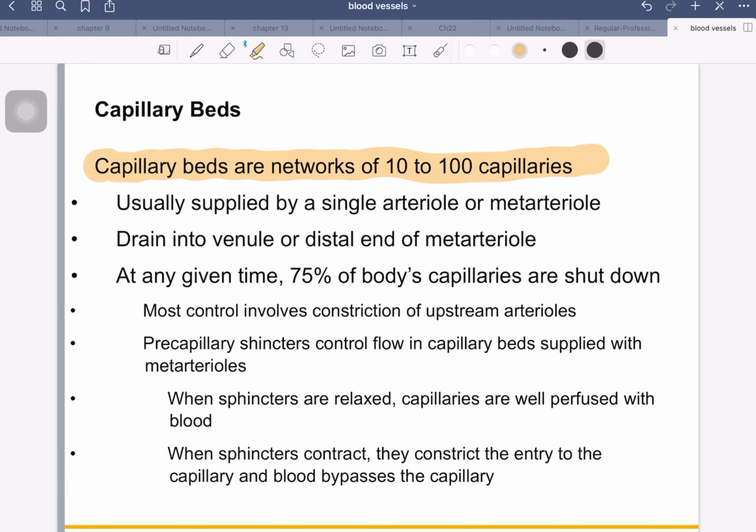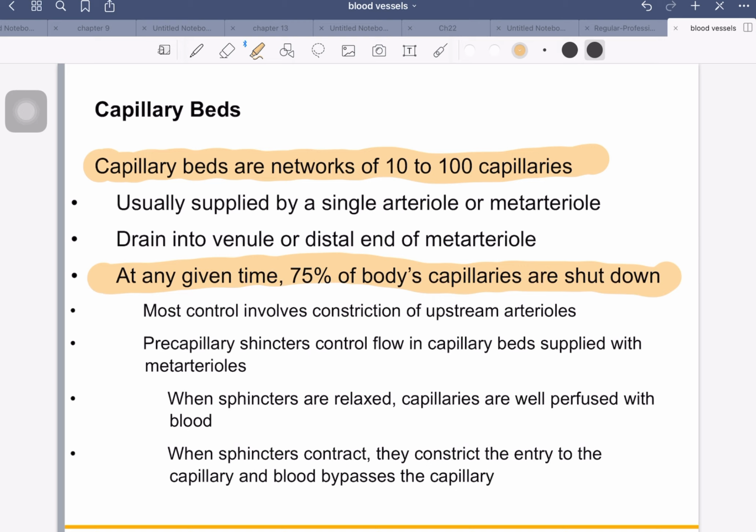Now, not every capillary bed is open all at once. If they were, the total container size for the blood would be so large, we would certainly risk a drop in overall system pressure. So at any given moment, about 75% of the body's capillaries are shut down, which means we have to have ways to control blood coming in.